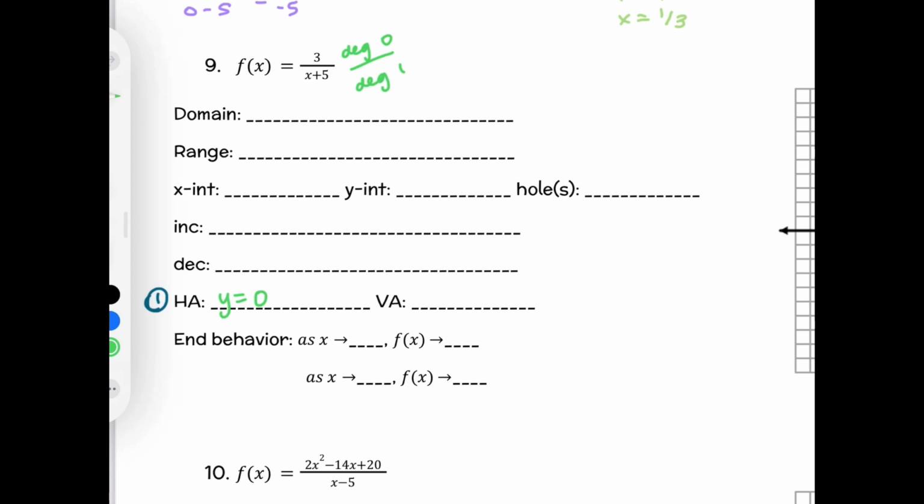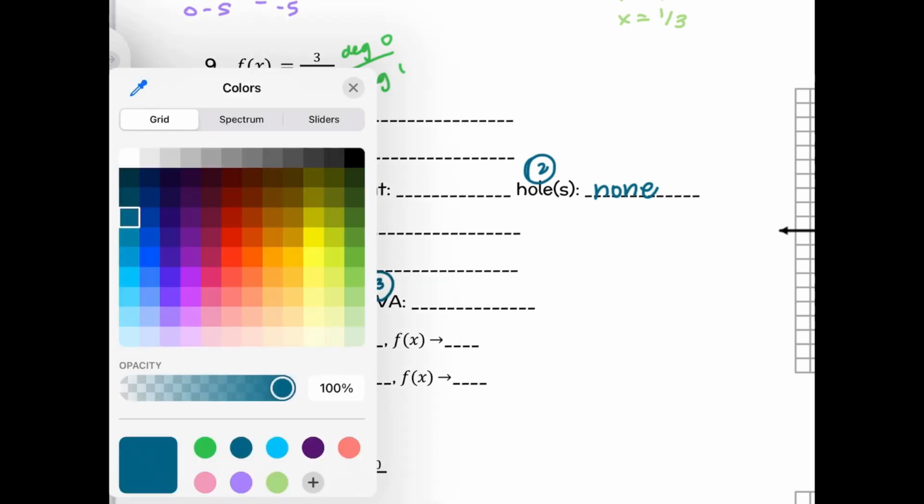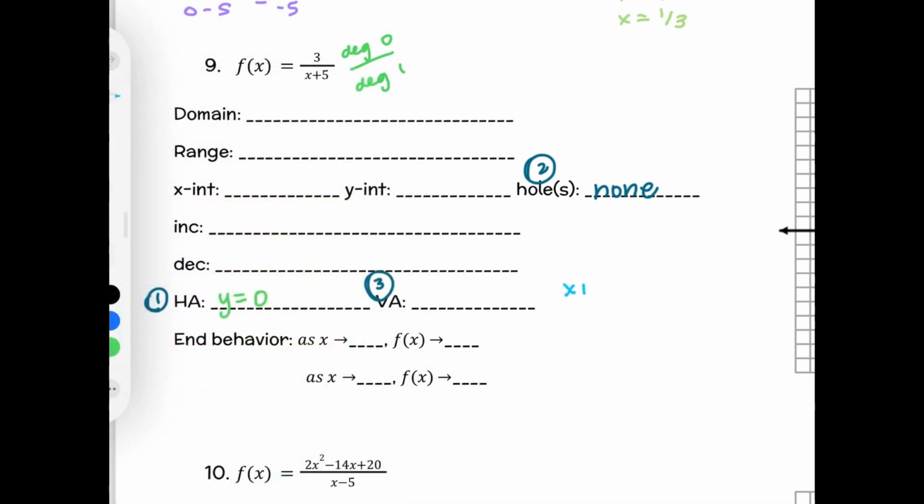Second step would be our hole. So this is where you think, I can't factor, nothing's going to cancel out, so that means I have no hole. Third step is vertical asymptote. What will make my denominator 0? So we're going to set the denominator equal to 0, x plus 5 equals 0, and solve for x. So that would just be x equals negative 5.